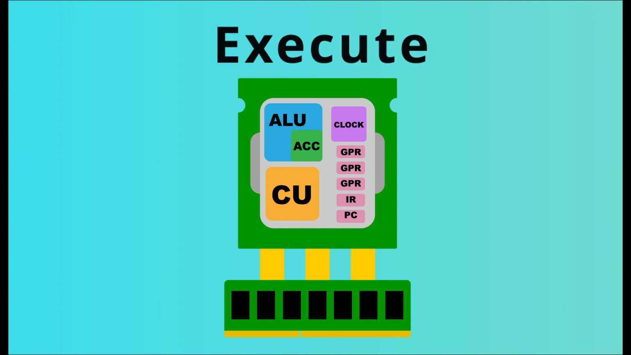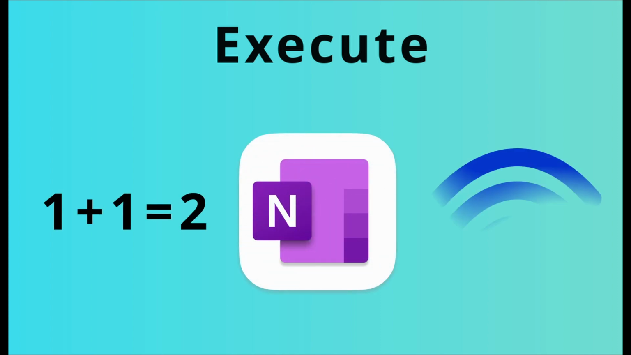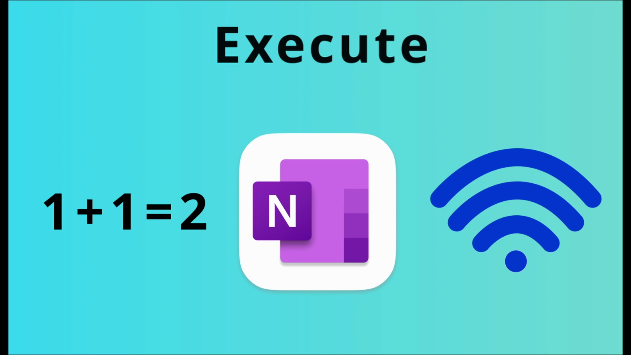Finally, in the execute stage, the CPU sends the decoded instruction as a set of control signals to the corresponding computer components. If the instruction involves arithmetic or logic, the ALU, or arithmetic logic unit, is used. The result of the instruction is then outputted, whether that be the result to a calculation, or to open an app, or to turn on the Wi-Fi, or any other operation that your computer may be doing.